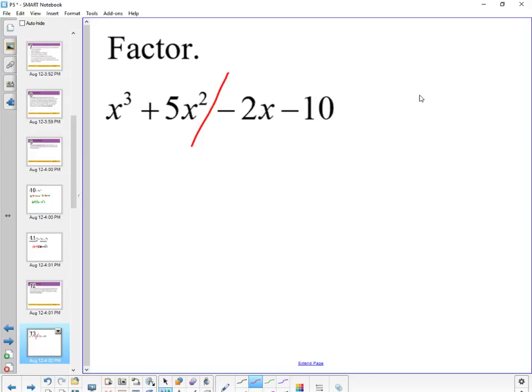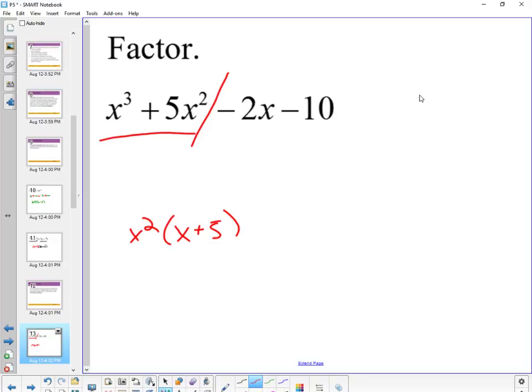Okay, so I've just gone right down the middle. And then I'm going to treat these as 2 separate things, and try to factor these. So as I look at the first piece, what do they have in common? X squared, don't they? And what would be left would be an x on the first and a 5 on the second.